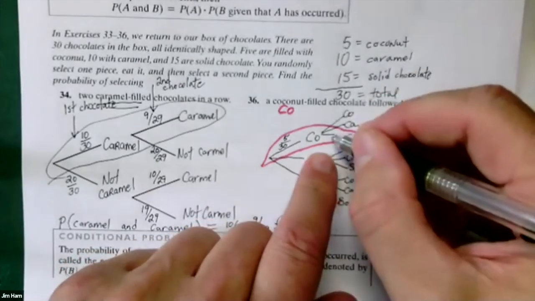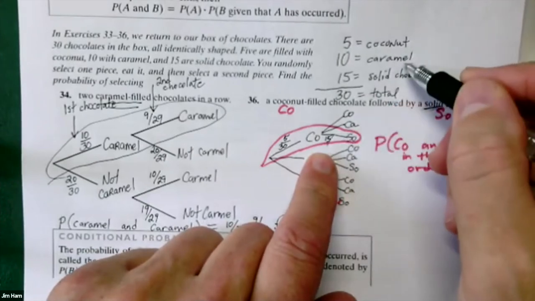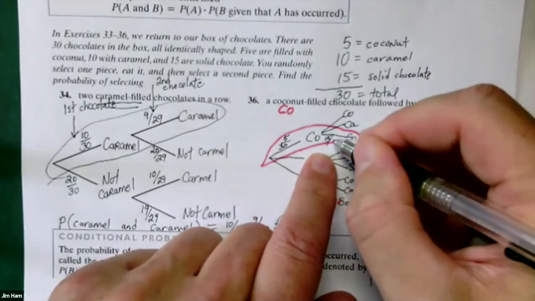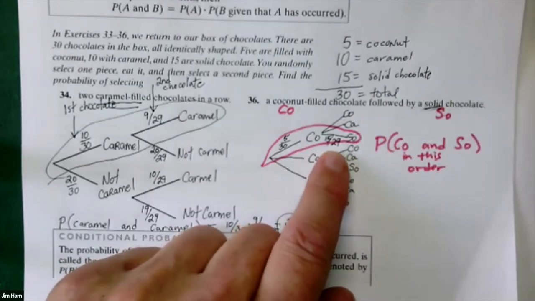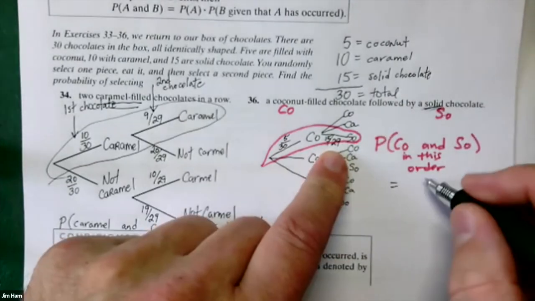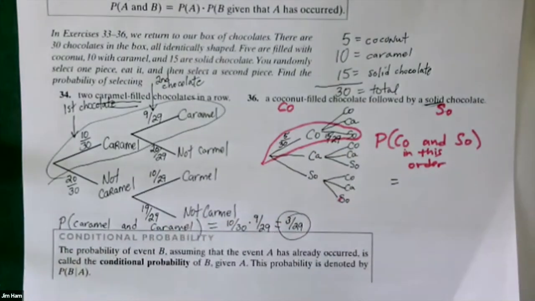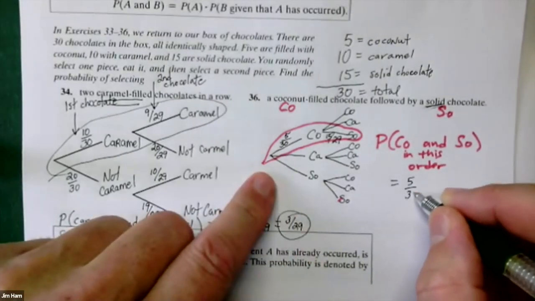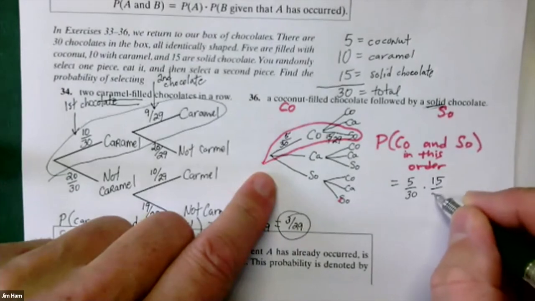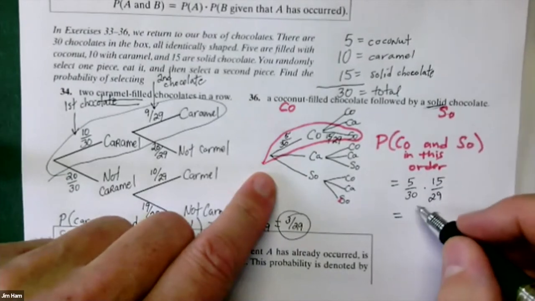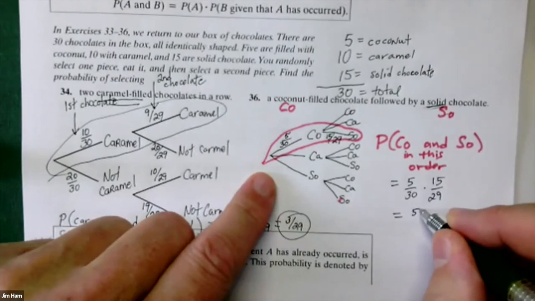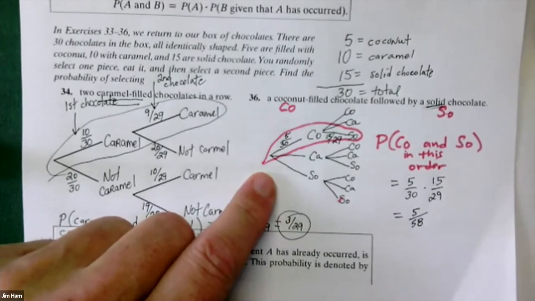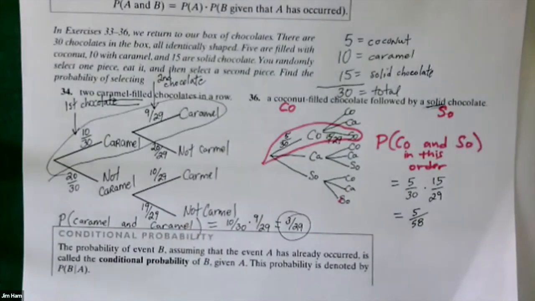All right, good. 15 solids still remain, but since one of those coconuts has been eaten, we're only selecting from 29. So we don't even have to fill out the entire tree diagram. We just fill out the ones we have to fill out to get our answer. We take 5 over 30 and multiply by 15 over 29, and this is equal to 5 over 58 as a reduced fraction. So just a little bit less than a 10% chance that that would happen.